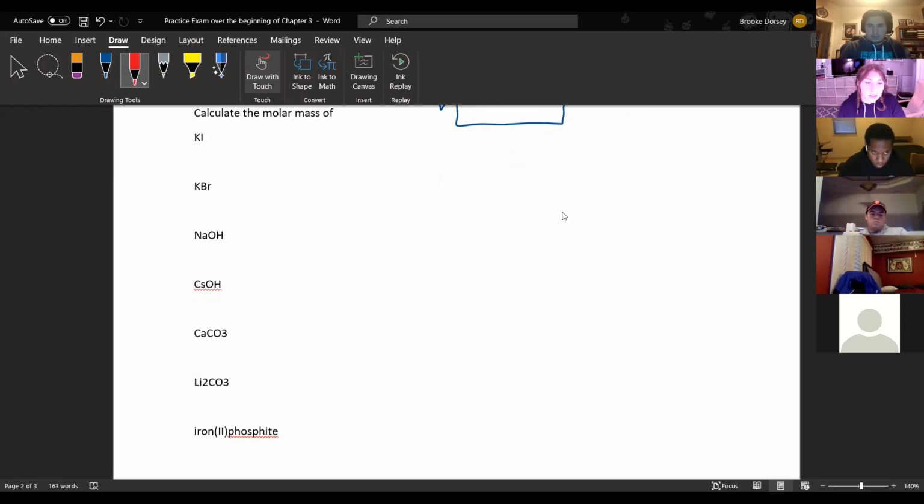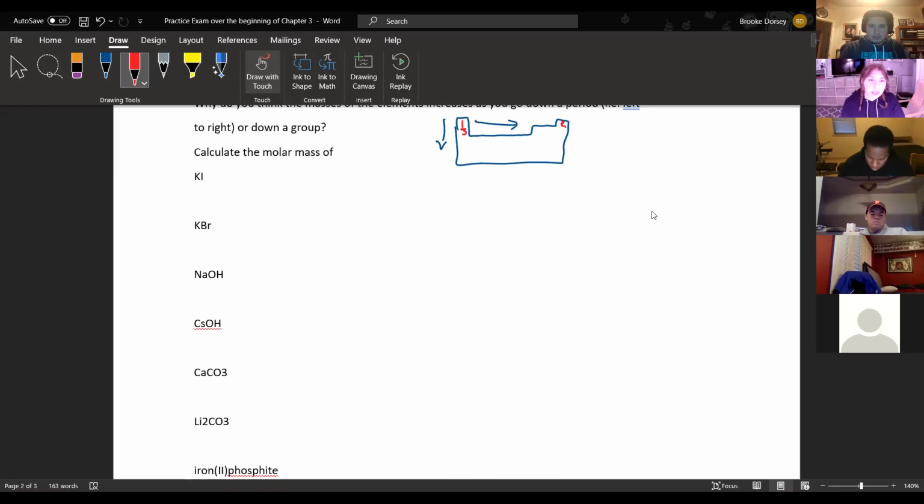So let's move on to these questions. Calculate the molar mass of what compound is this? Can someone name it real quick? Potassium iodide. Yes, potassium iodide. Perfect. So this is potassium. Excuse my spelling. But yeah, so we find this by adding up potassium plus iodine. What is that?